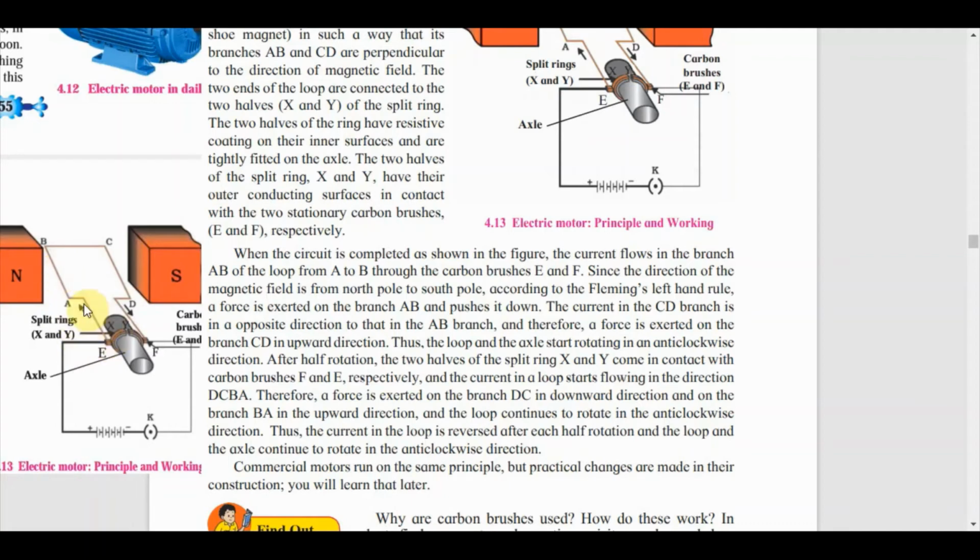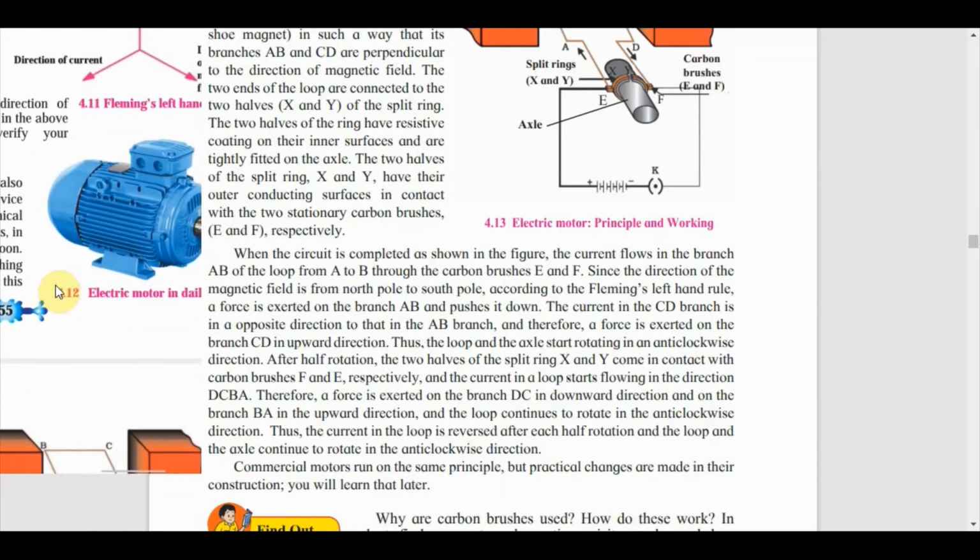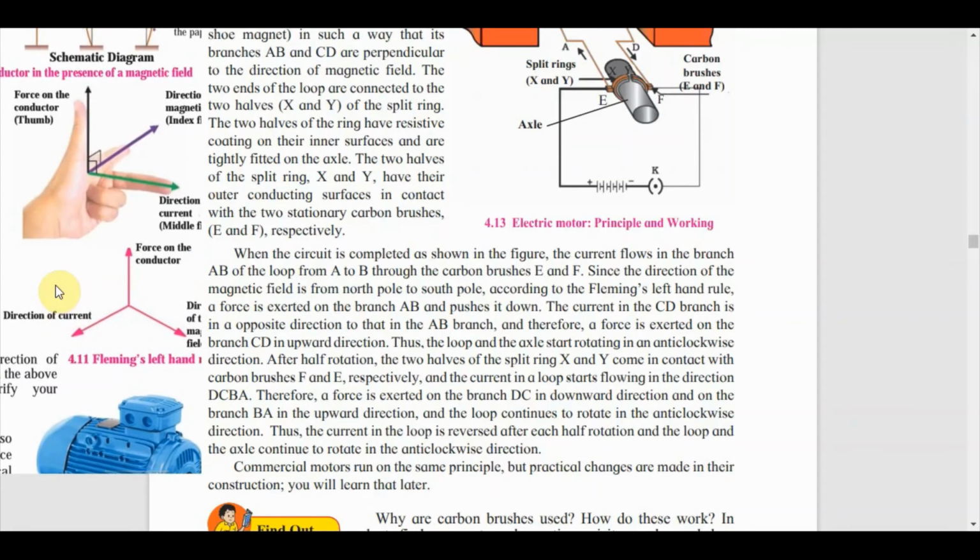I'll repeat again. The direction of the current is from A to B. The direction of the magnetic field is from north to south. Then you will find that AB will experience a force in the downward direction, due to what? Due to Fleming's left hand rule. See here, Fleming's left hand rule again. If you put your fingers like this, then you will find that the thumb is directed downwards. That is Fleming's left hand rule.